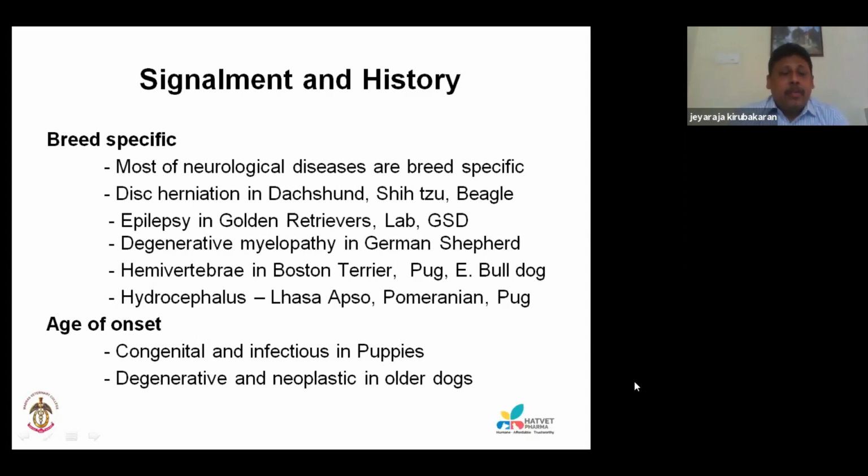And coming to the age of onset, you all know about it. Congenital and infectious diseases are more common in puppies, and degenerative and neoplastic disorders are more common in older dogs.